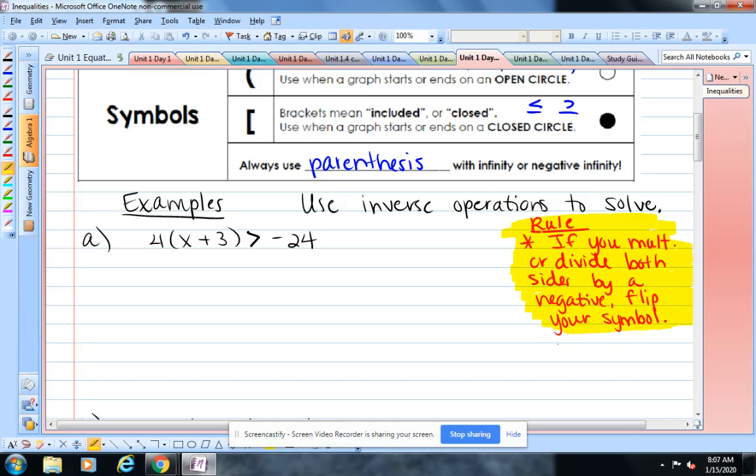Okay, so that's the only rule. You're going to use inverse operations, and if you happen to multiply or divide both sides by a negative to get your variable by itself, then you flip your symbol. Okay? And we'll get to that when we get to that. Don't think we have to use it here.